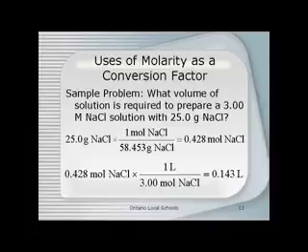So I'm going to take my moles of NaCl, 0.428 moles, times the molarity flipped upside down so that I have 1 liter on top over 3 moles of sodium chloride. Again, the unit I'm going to is on top. So 0.428 moles of sodium chloride times 1 liter divided by 3 moles of sodium chloride gives us 0.143 liters total for the solution. So I would need to dissolve 25 grams of sodium chloride in enough water to bring the total volume of the solution to 0.143 liters.